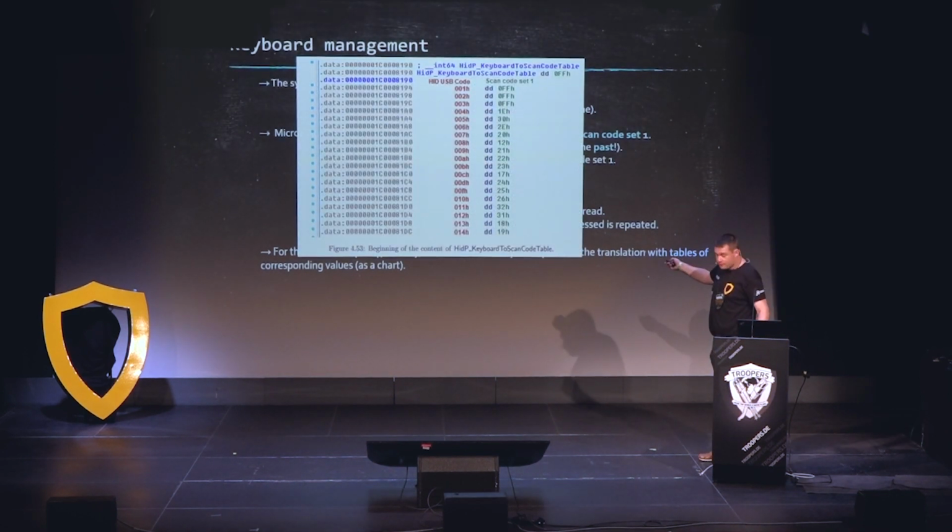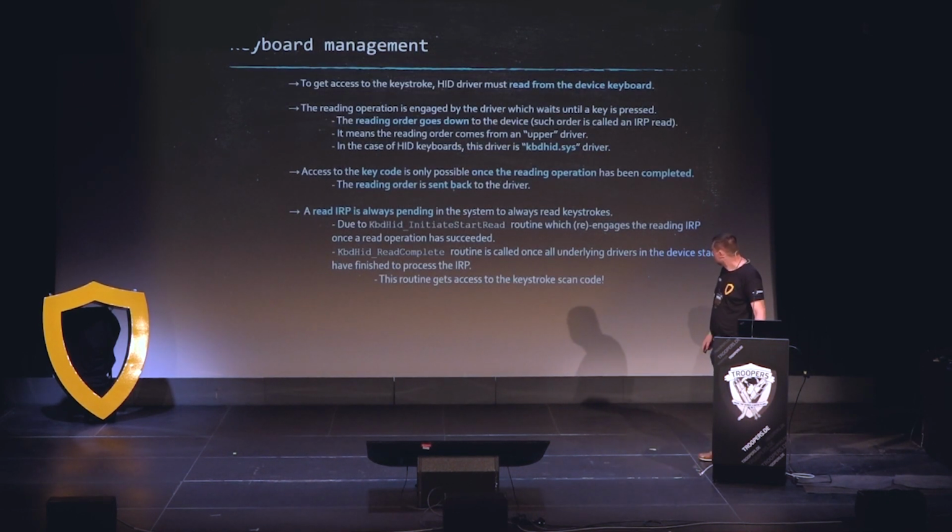So the translation is done through a lookup table. You've got the index of the entry of the array and the equivalent scan code from scan code set 1, and you've got direct access to this one. So the translation is very fast. It just reads the array and gives out output directly. Great.